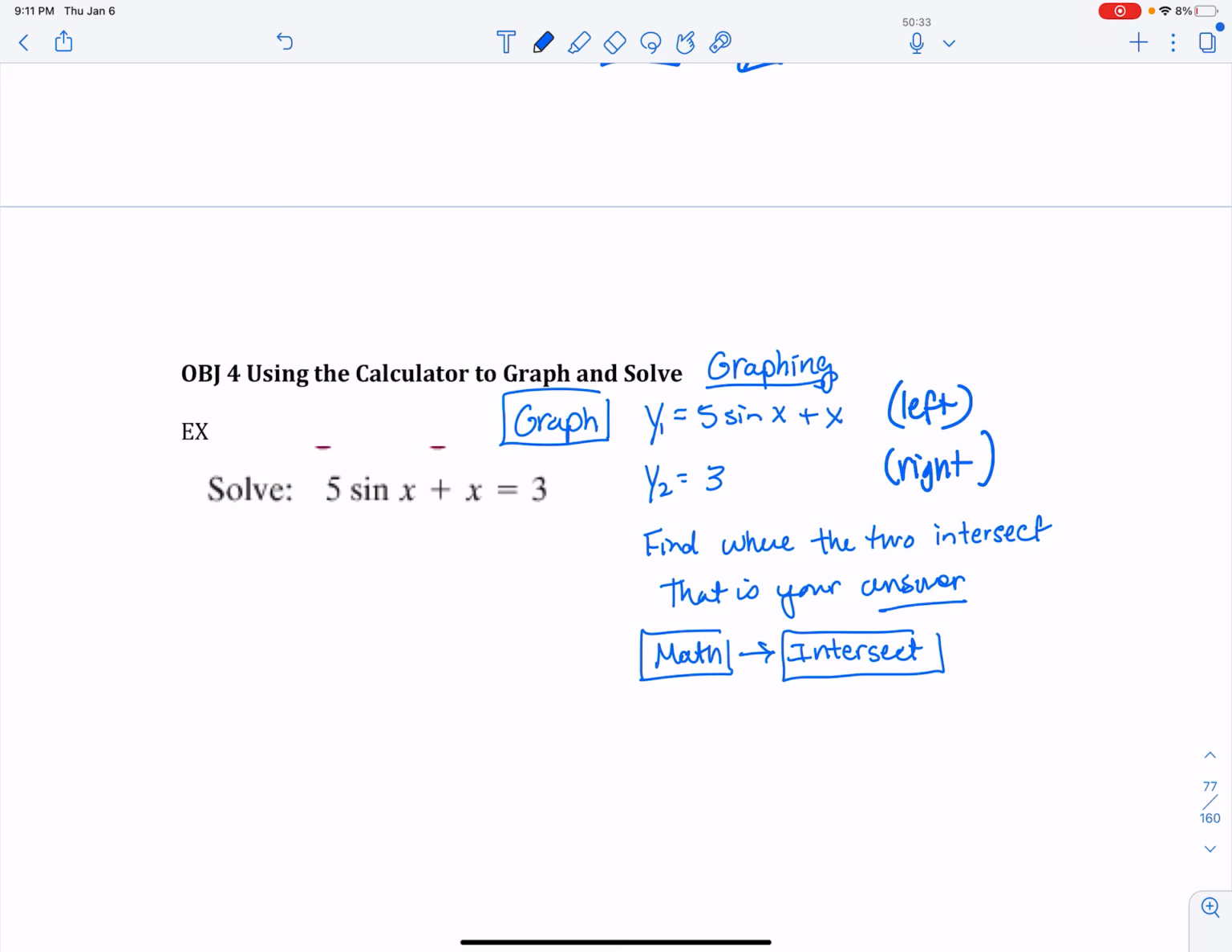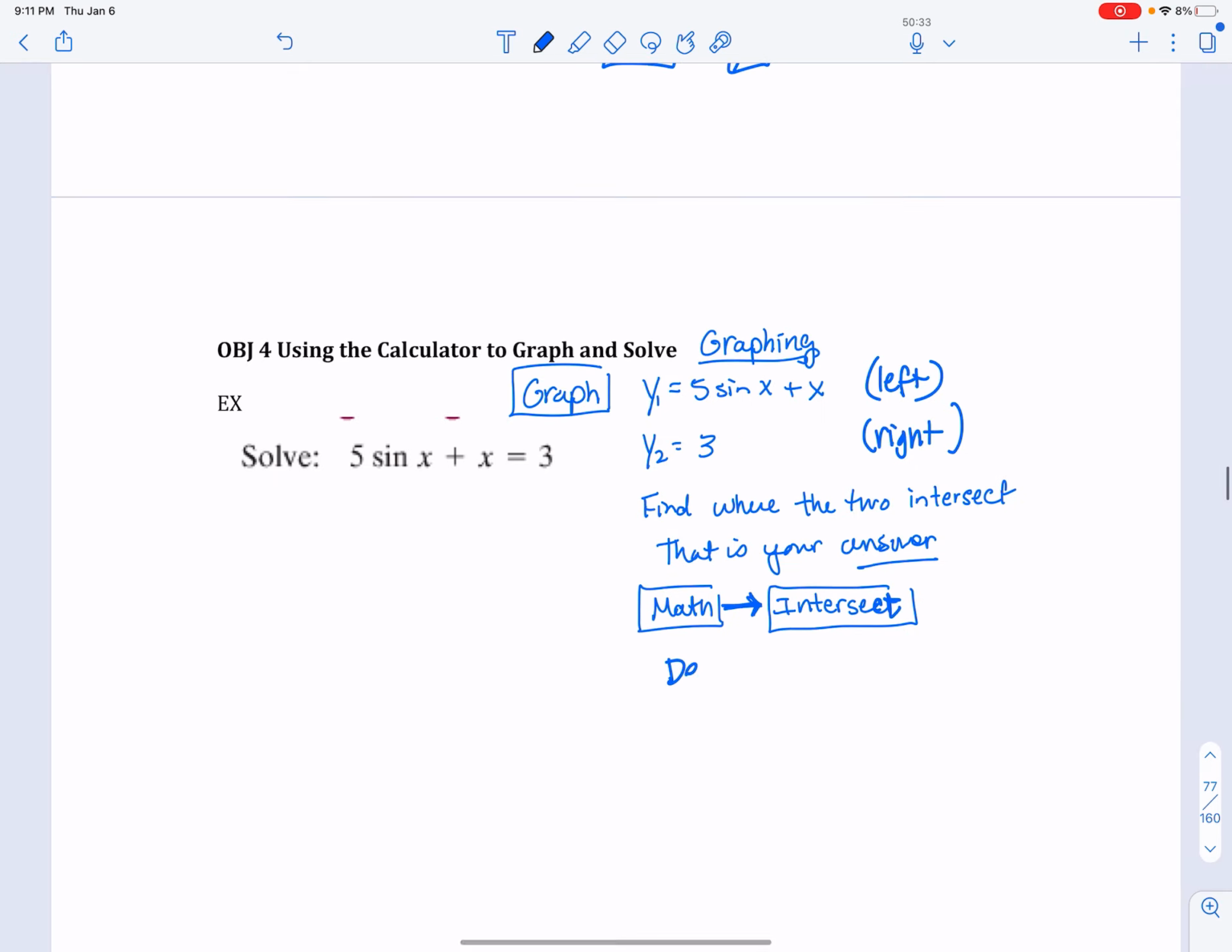So to do that, you use the math function and then you click on intersect. So that's how you would do these problems. So you're looking for where the two intersect. If you use Desmos, you would do the same thing where you enter in y1 equals and y2 equals. And then you're just going to go up and find out where the two lines meet. Or I should say the two functions meet.